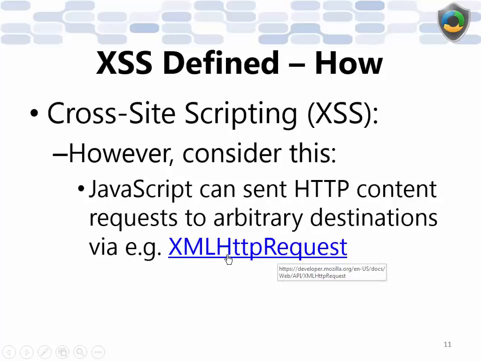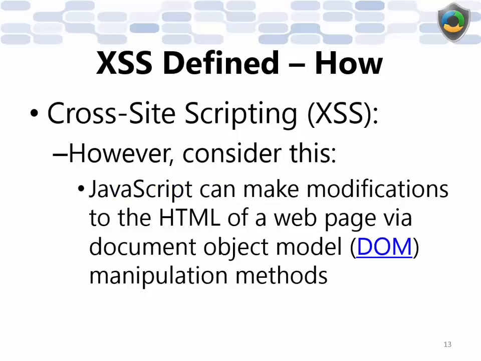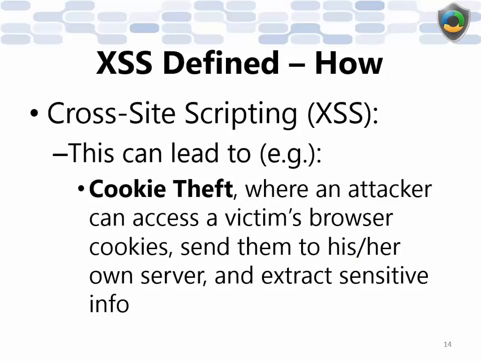This XML HTTP request is what drives AJAX, which is asynchronous JavaScript and XML, the way that you do partial page refreshes. So it is literally used all over the web, as mentioned there, to transfer data between a client and a server. JavaScript can also make modifications to the HTML via the DOM, or document object model, to add things onto a web page, remove things, or modify things that are on a web page.